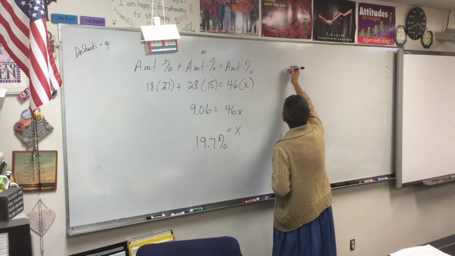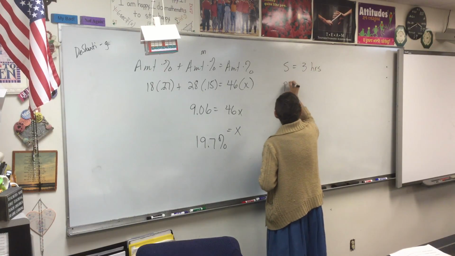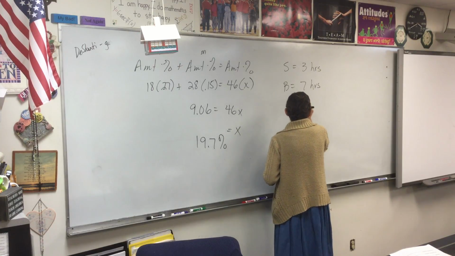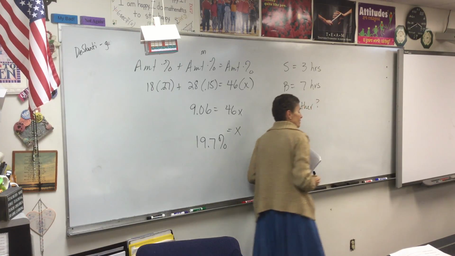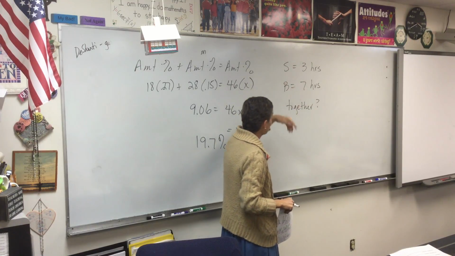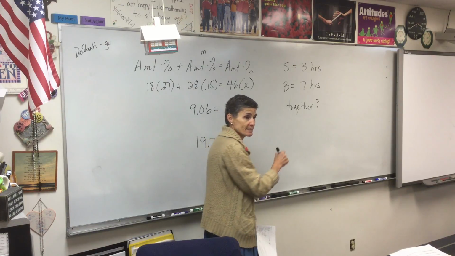Susie can do it in 3 hours. Bob can do it in 7 hours. How long together? All right, so there's just the skeleton of the problem. Whatever it is we're doing takes one person 3 hours, the other person 7 hours. How long will it take them together? So what would be the setup?